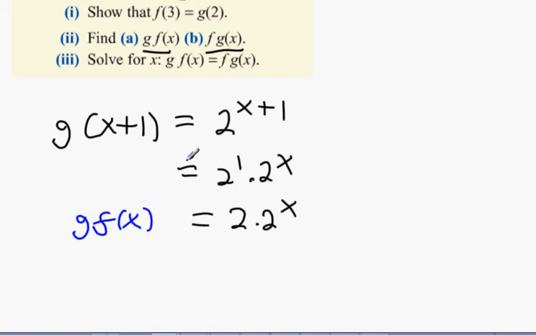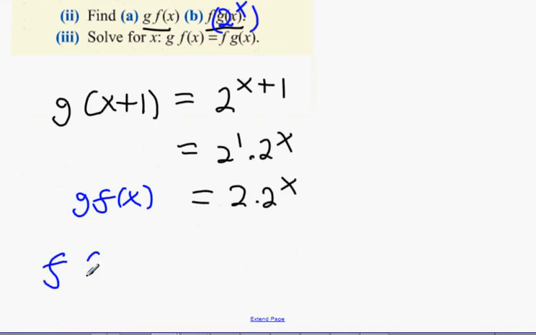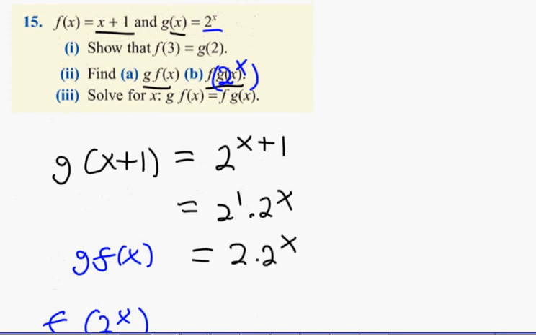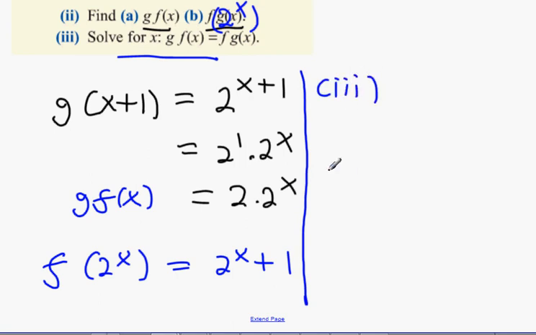We now have to find f g of x. Find the f function of 2 to the power of x. So f of 2 to the power of x. Now what is f of x again? x plus 1. So it's going to be 2 to the power of x plus 1. We now want to solve them when they're both equal to each other. So what we're going to get is 2 times 2 to the power of x equals 2 to the power of x plus 1.